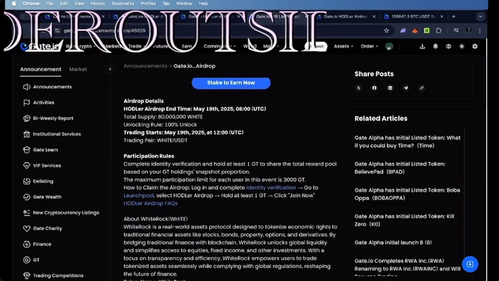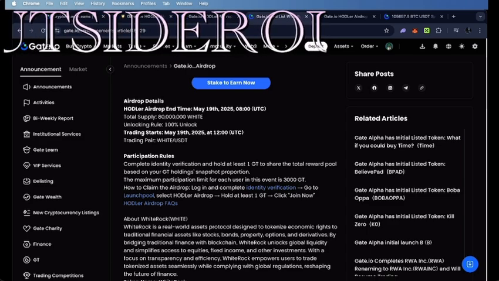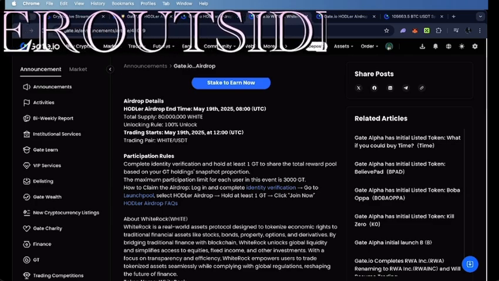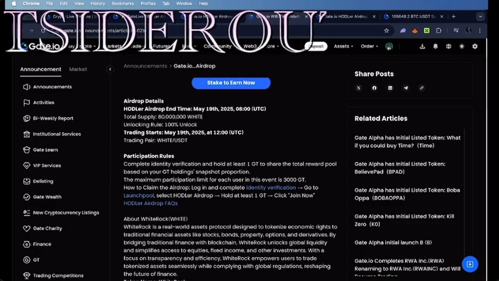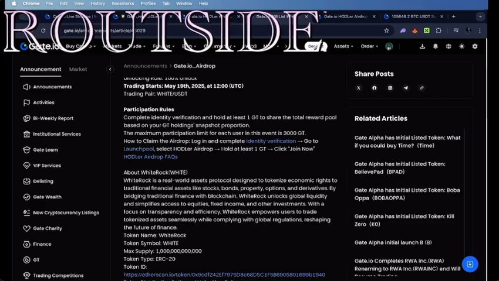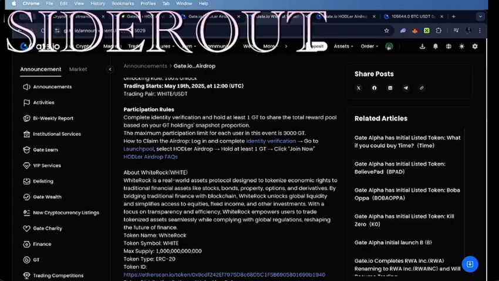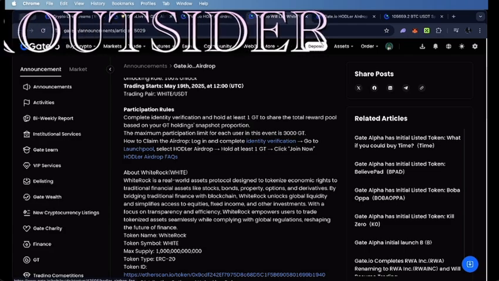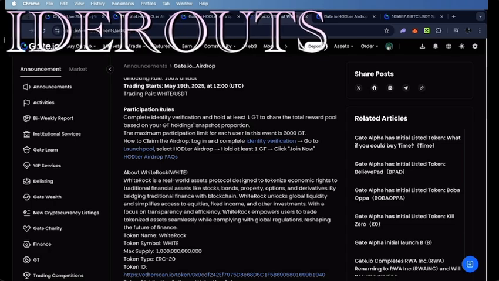HODLer airdrop details. The HODLer airdrop time is May 19th, which means today, 8 a.m. UTC. Total supply is 80 million White. Unlocking rule: 100% unlocked. Trading starts May 19, 2025 at 12 UTC, trading pair White/USDT. Participation rules: complete identity verification and hold at least 1 GT to share the total reward pool based on your GT holdings snapshot proportion. The maximum participation limit for each user in this event is 3000 GT.